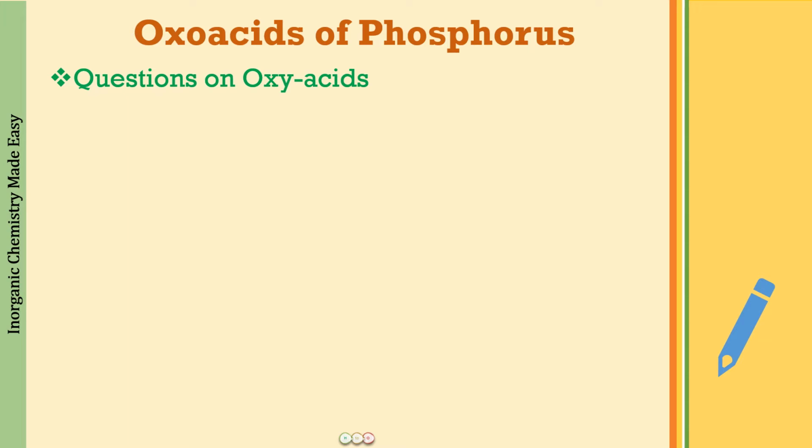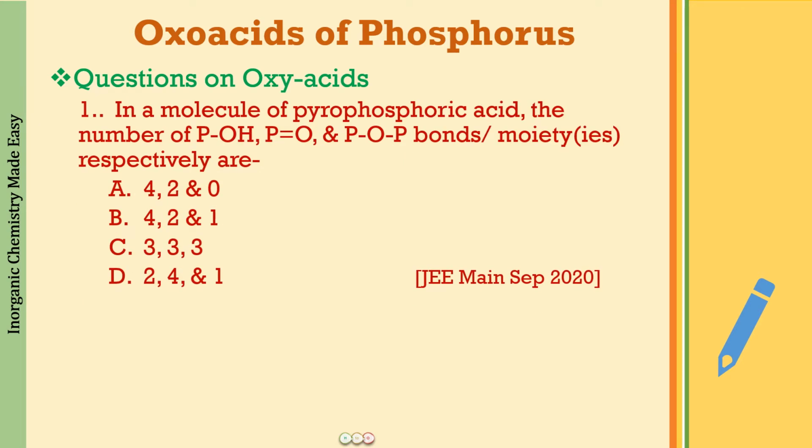Right? So the first question is: in a molecule of pyrophosphoric acid, the number of P-OH, P=O, and P-O-P bonds or moieties respectively is: 420, 421, 333, 241. This is a question which has been asked in the just concluded JEE Mains examination, that is JEE Mains September 2020. So I hope you understand the importance of the topic with the very first question, right?